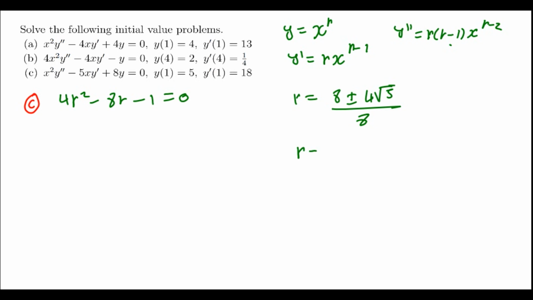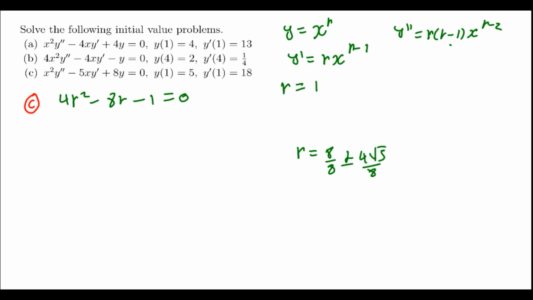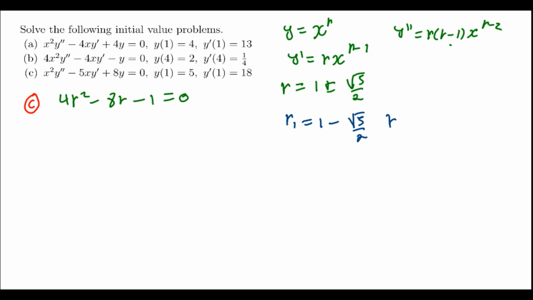So for r here, this can actually be simplified further again. I can write this as 8 divided by 8 plus or minus 4 root 5 over 8, which just happens to be r equals 1 plus or minus root 5 over 2. What's interesting about this is that we can just write our r1. r1 is equal to 1 minus the square root of 5, divided by 2. Then our r2 will be equal to 1 plus the square root of 5, divided by 2.